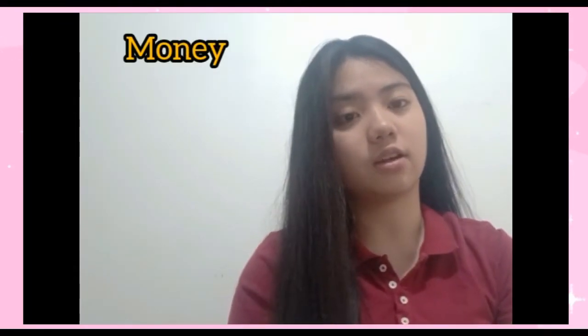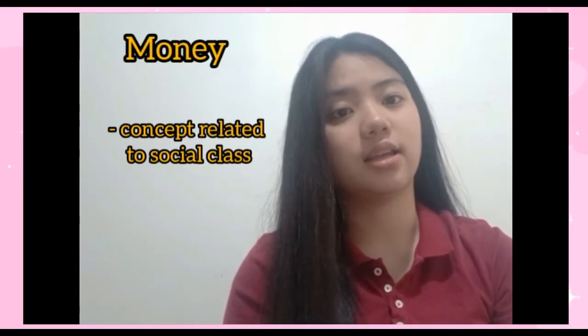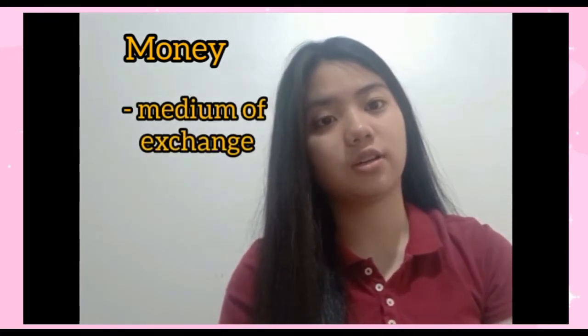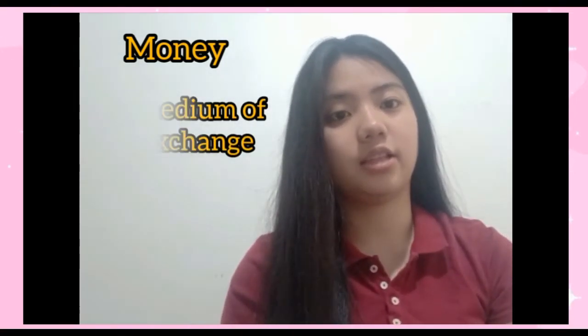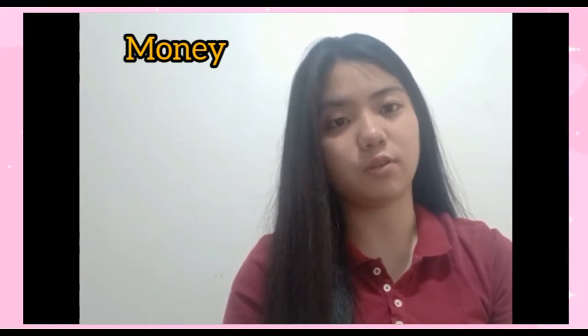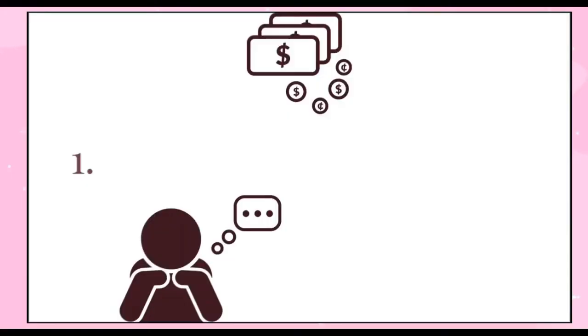After knowing the consumption pattern and conspicuous consumption, let's now talk about money. Money is an important concept related to social class. It is a medium of exchange or the standard of payment. It is what we use to buy the things that we use and consume in our daily lives.